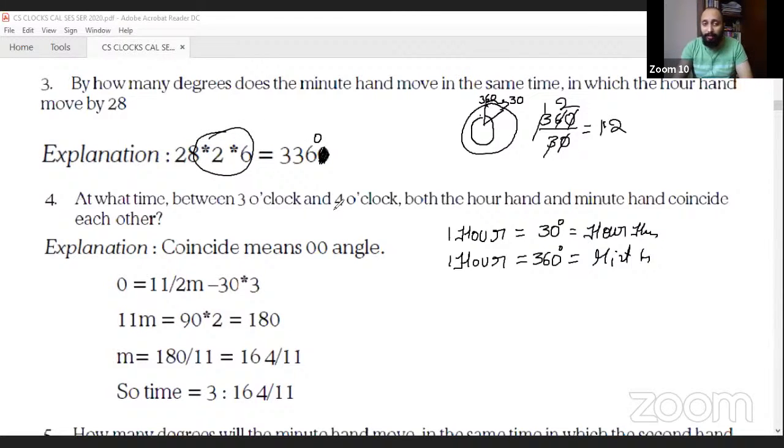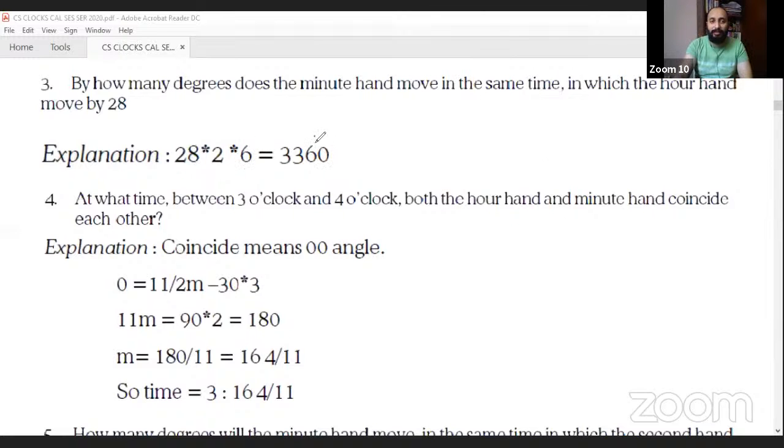Is this clear, everybody? Are you getting it? That's why we are multiplying by 12. The ratio of minute hand to hour hand is 12 is to 1. You can take a ratio like that. I can say this is 360 degrees again. So minute hand is to hour hand.